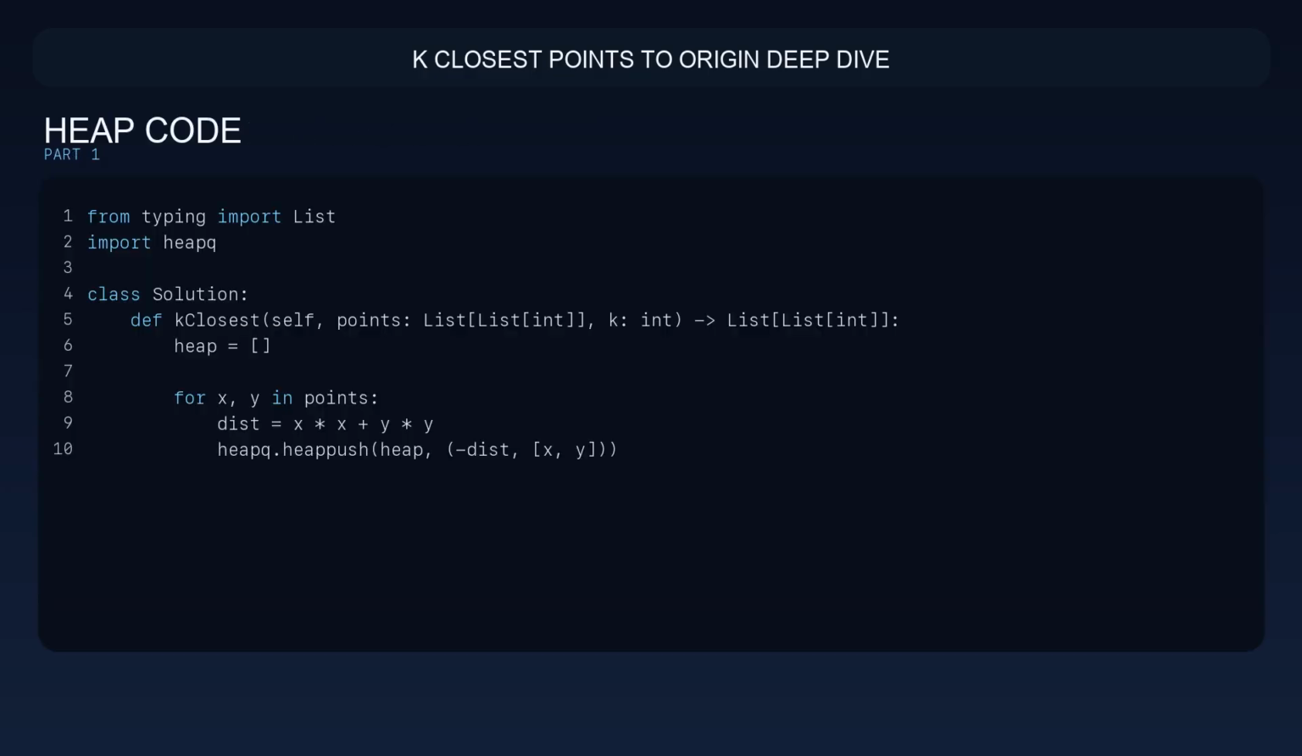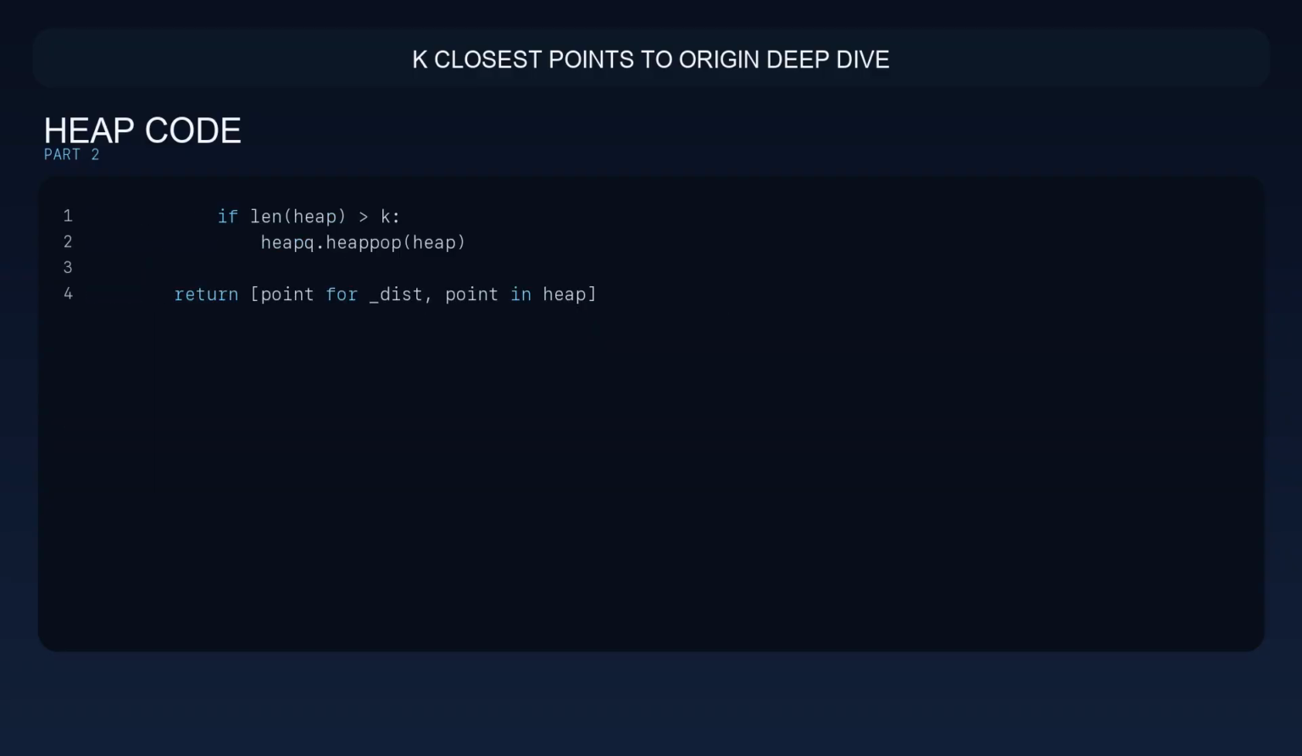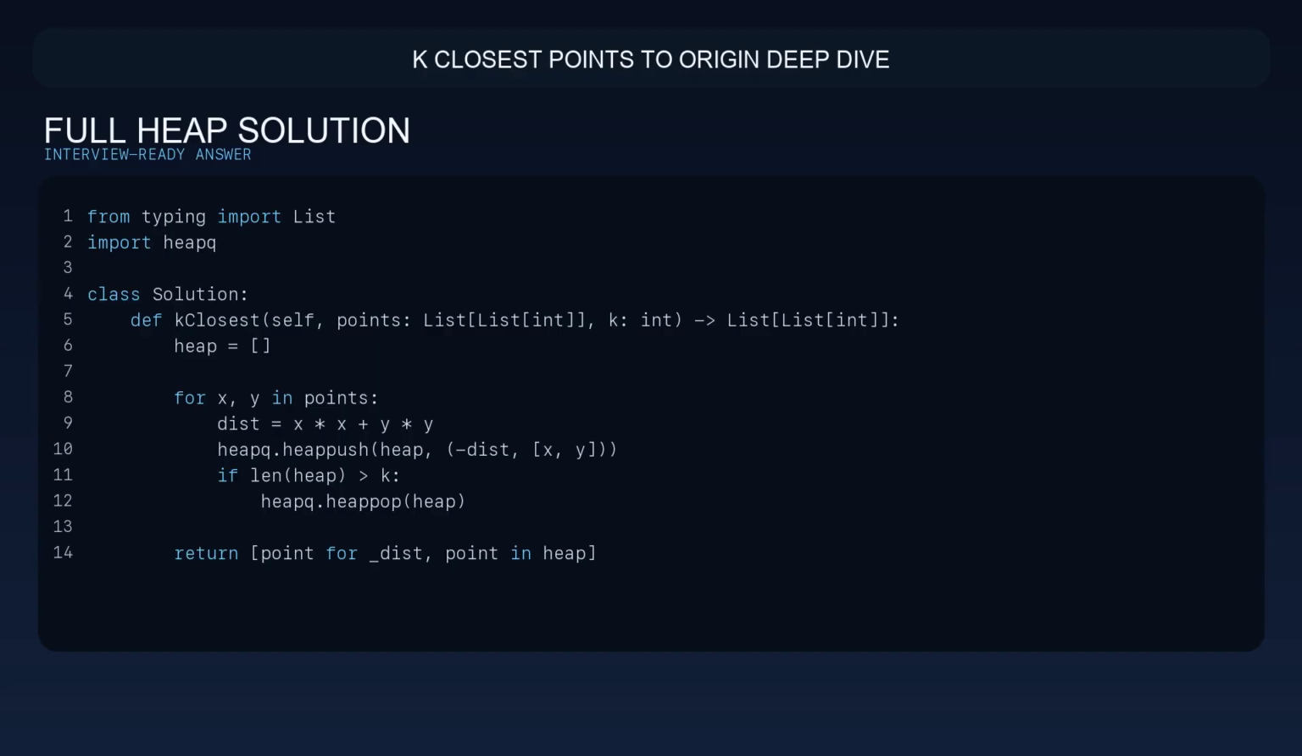The first half of the heap code is extremely short. Compute the squared distance and push negative distance together with the point. Then apply the heap size rule. If the heap ever grows past k, pop once. At the end, return the points remaining in the heap. Here is the complete heap answer in one screen. In most interviews, this is already a very strong solution, because it is efficient, simple, and easy to explain clearly.